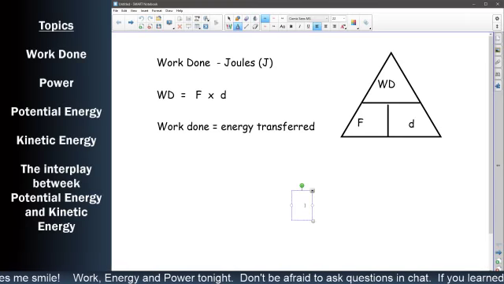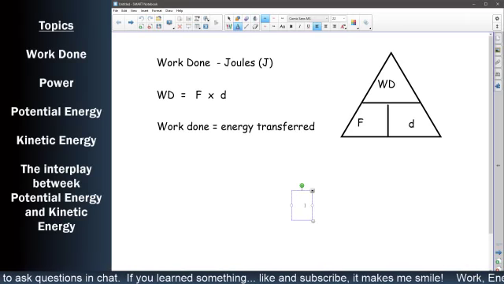If I move energy from one form into another form, I by definition have done work. If I turn kinetic energy, the movement of an object, into potential energy because I've put it up in the air, I've done work. If I convert chemical energy into heat energy, I've done work. The movement of energy is work.